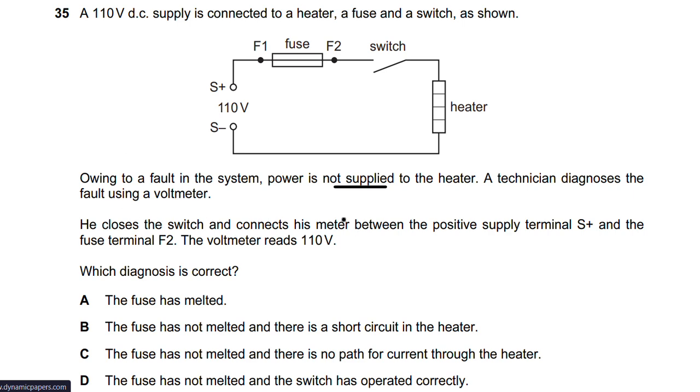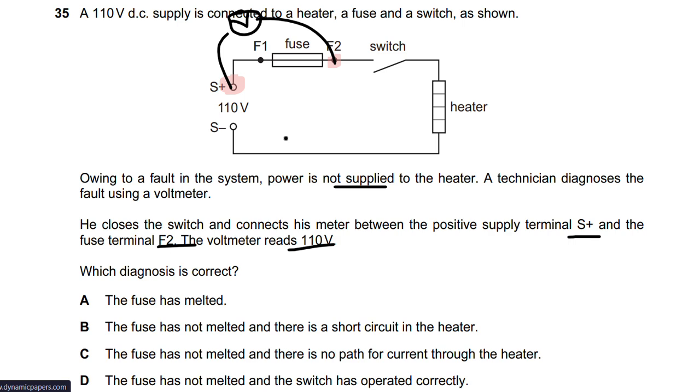He closes the switch and connects his meter between the positive supply terminal as positive, so here, and the fuse terminal F2. So if you try to have a look at that, that is this point and this. So essentially what he's doing is connecting a voltmeter across these 2 points. That's going to be looking something like this. That's the voltmeter there. And the voltmeter reads 110 volts, so that's the entirety of this 110 volts. So which diagnosis is correct?